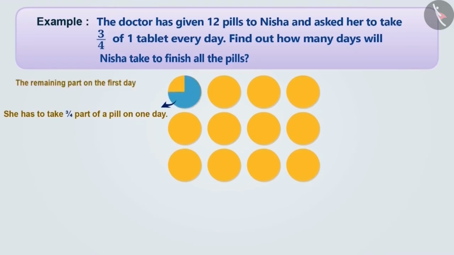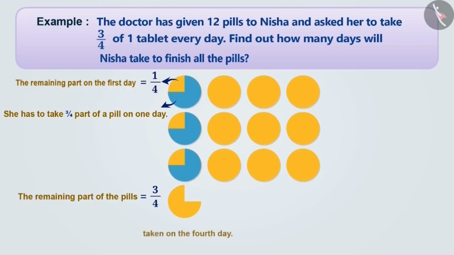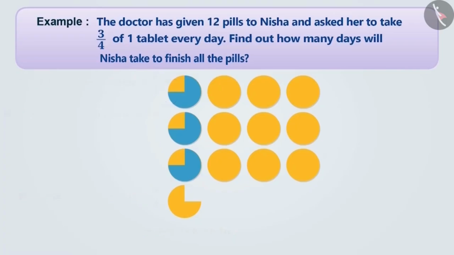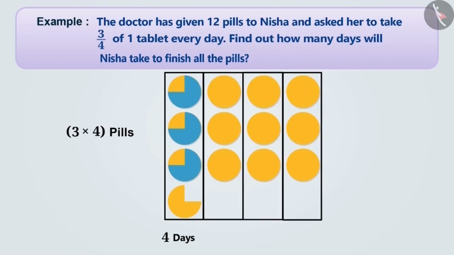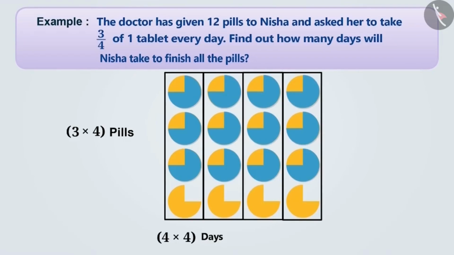On the first day, consuming 3 by 4 parts of the tablet will save her 1/4 part. Similarly, on the second and third day, after taking 3/4 of the tablet, 1/4 part will be saved. If we add the remaining parts, we will get 3/4 of the pill, which Nisha can take on the fourth day. In this way, Nisha will be able to take 3 pills in 4 days. Thus, we can say that Nisha will be able to take 3 into 4 pills in 4 into 4 days, that is, 12 pills in 16 days. So the answer to the given question is 16 days.